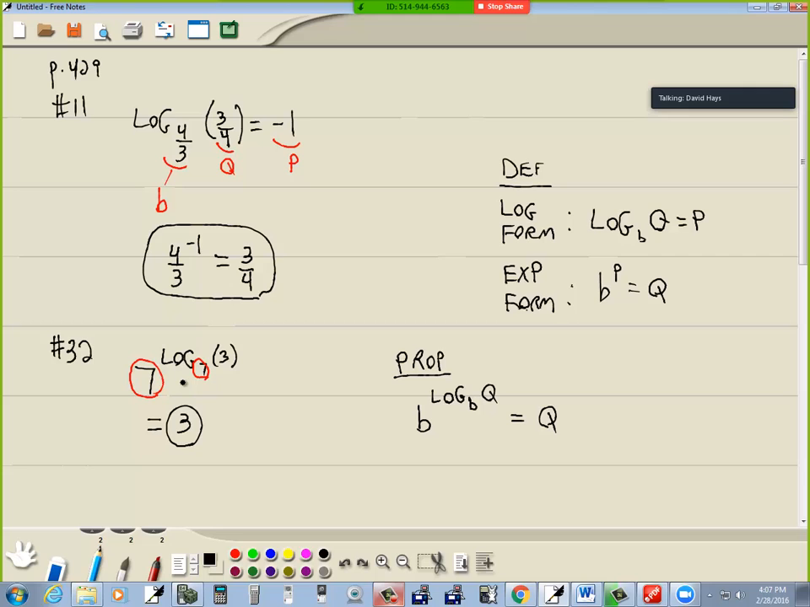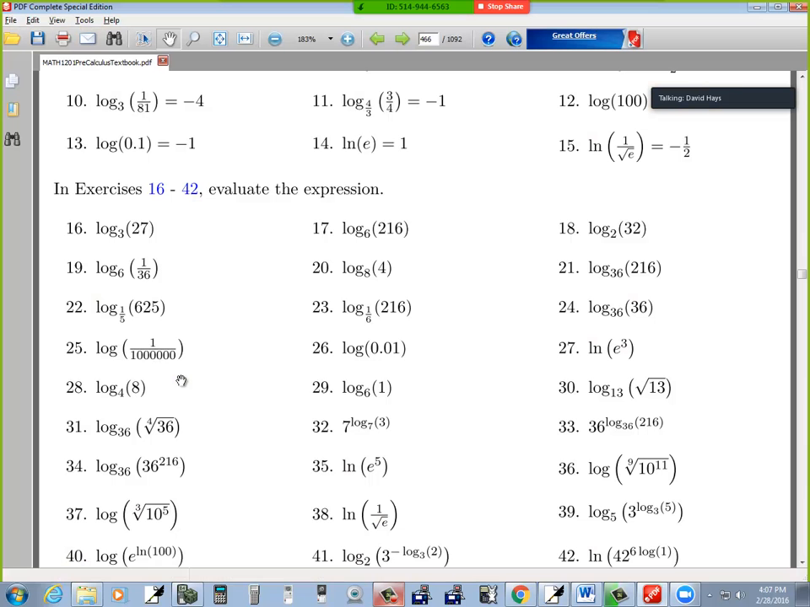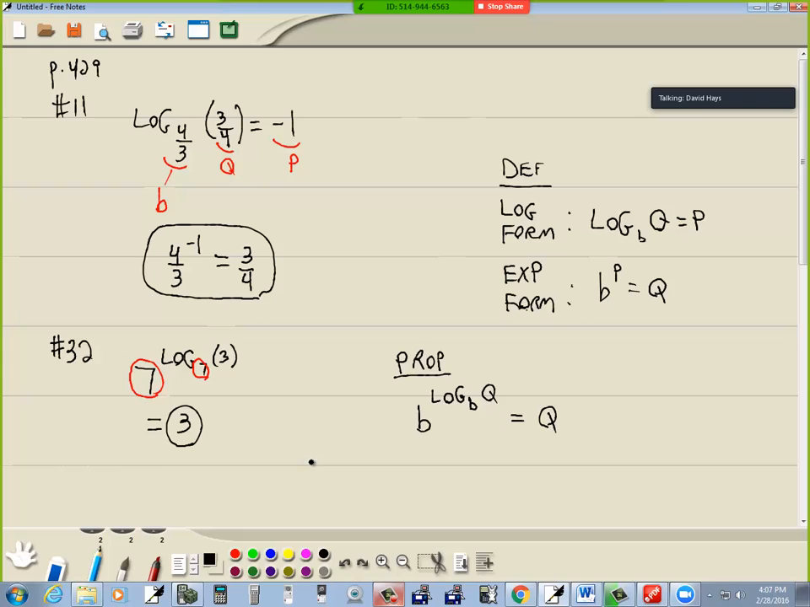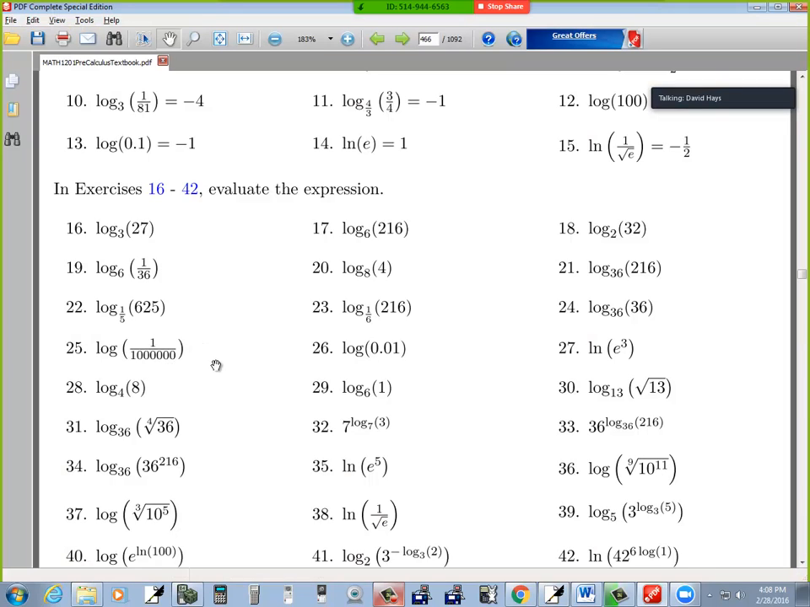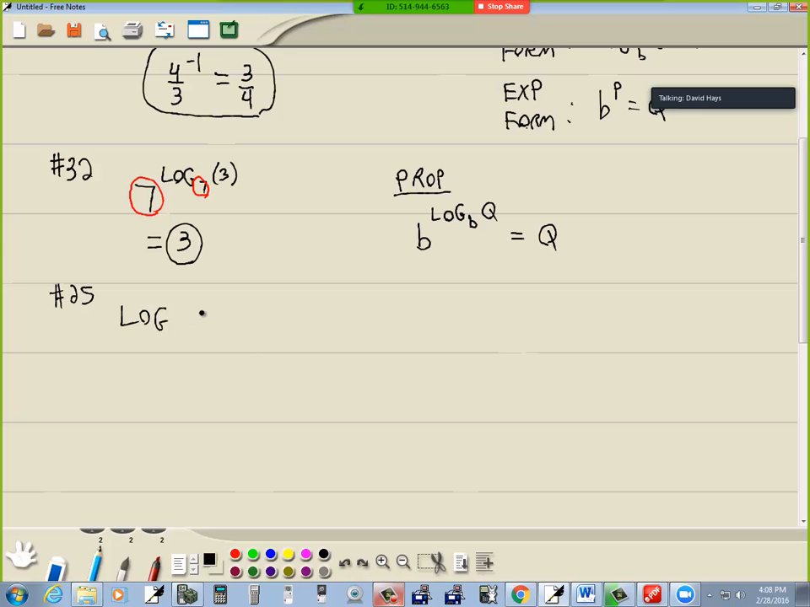Presley, can you do number 25 also? The log of 1/1,000,000. So 25, log base, okay, and 1/, is that 1,000,000? I think so. Yeah, it's 1/1,000,000. Now, since there isn't a base here, this is by default base 10. Base 10, okay. And our goal is to try to rewrite this as 10 to a power.